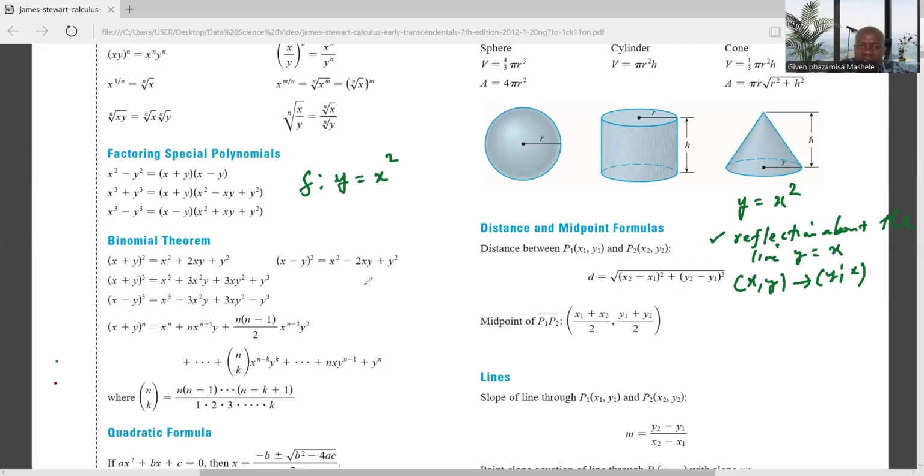This is the symbol for inverse. So y becomes x and x becomes y. Then we make y the subject of the formula. So this will become y squared equals x. Then we put the root sign here. Then your y would be plus or minus the root of x.